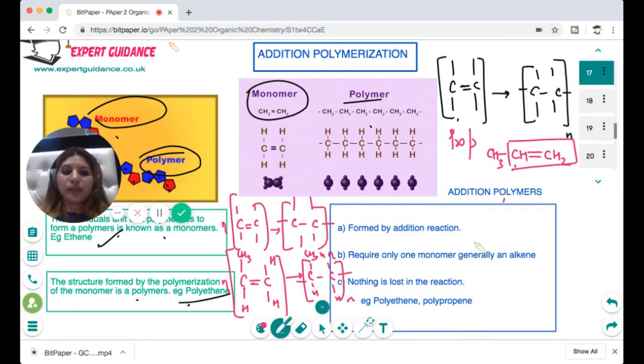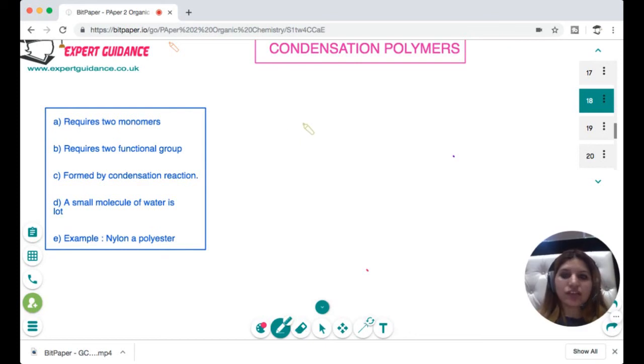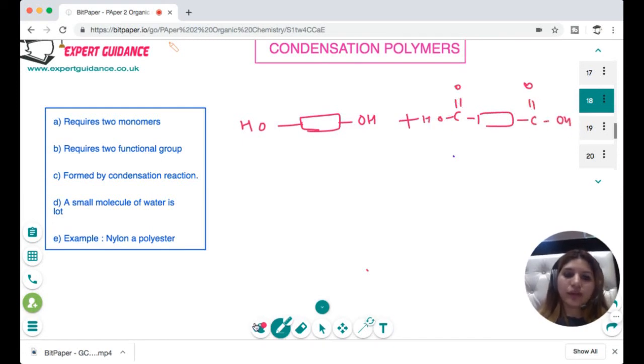Addition polymers are formed by addition reaction. They require only one monomer. Generally, it's an alkene. Nothing is lost in the reaction. Example, polyethene and polypropene. The other type of polymerization is the condensation reaction. It requires 2 monomers and 2 functional groups. For example, we have this molecule. We are representing it with a box as a schematic representation. It has an OH at both ends, and the other molecule has C double bond O, OH at both ends. Now, when we put them together, we will remove a molecule of water by a condensation reaction.